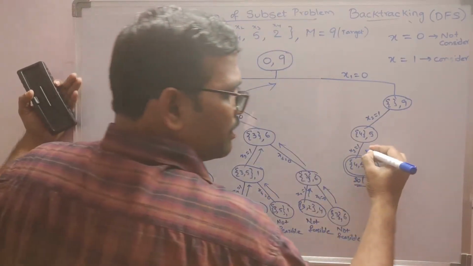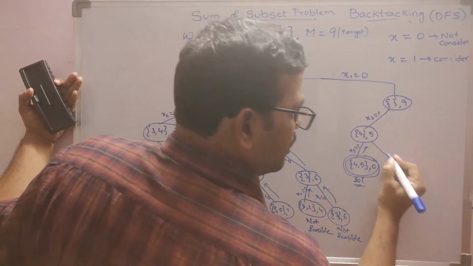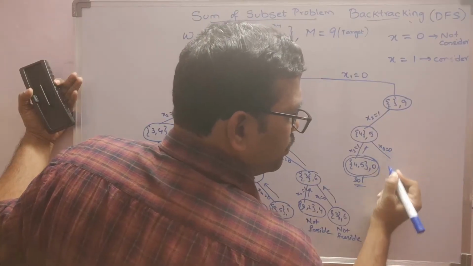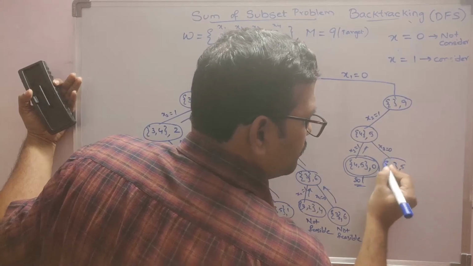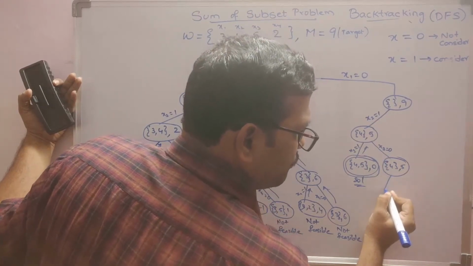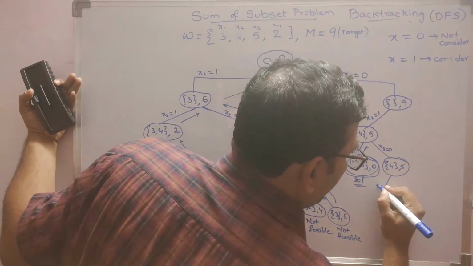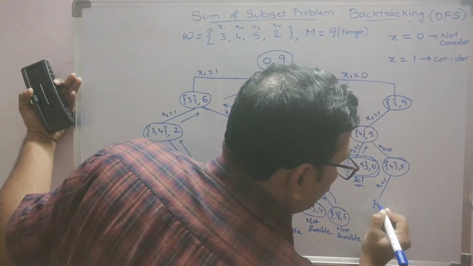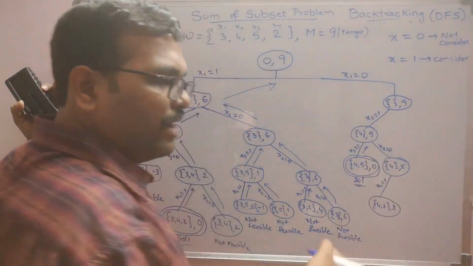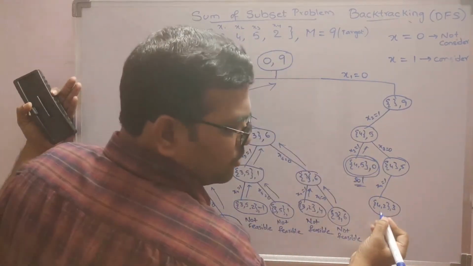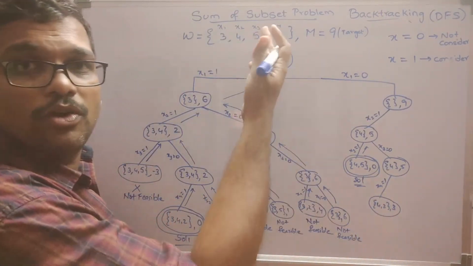So backtrack for alternatives. Again, x3 is equal to 0, not considering. So it will be 4, 5. Again, further can be divided. So x4 is equal to 1, 4 comma 2 comma 3. It can't be divided further because x4 is the last element. So 4 plus 2 is 6, not equal to 9.